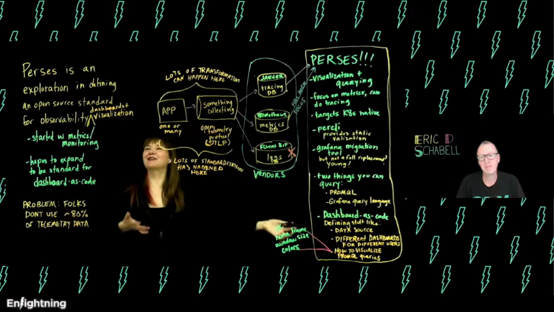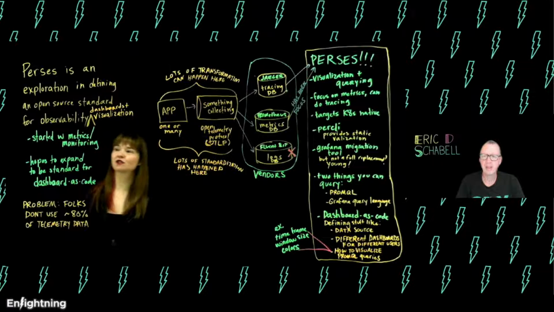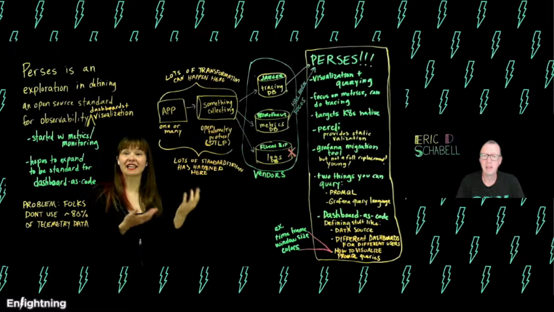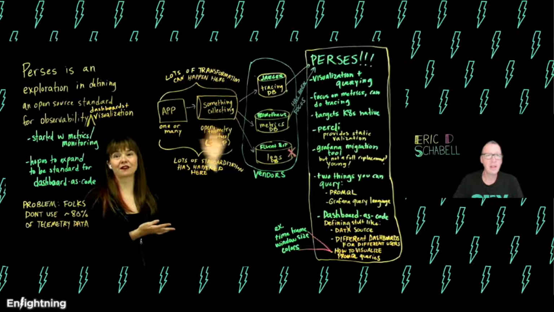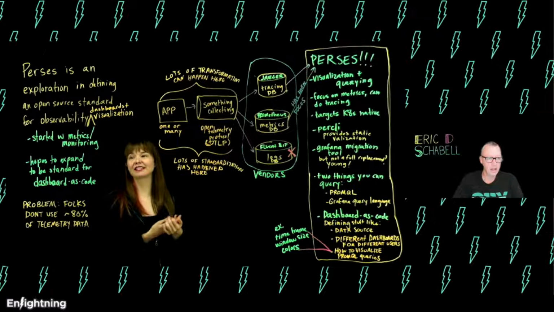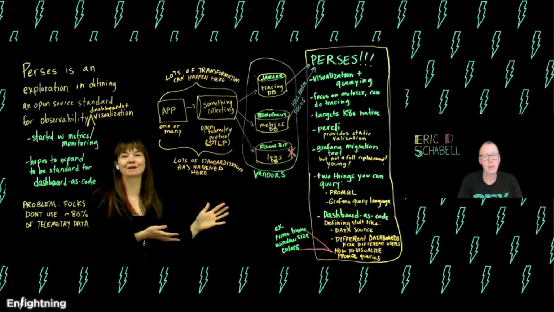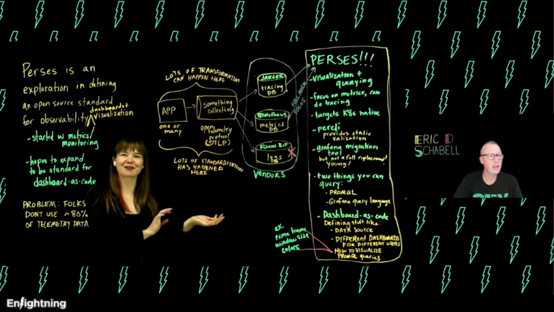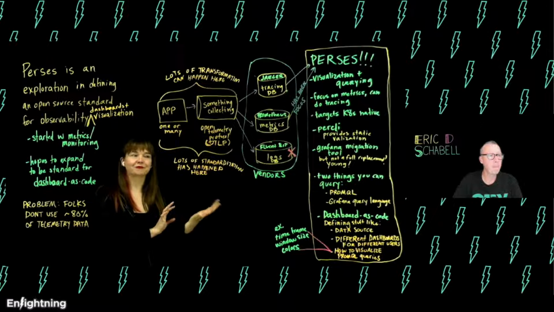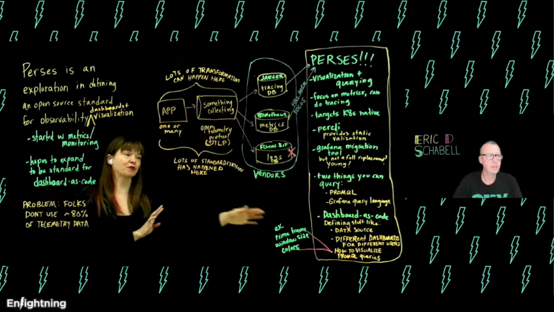Perses is an exploration in defining an open source standard for observability dashboards and visualization, which is great. So it's a young project, and you've started with metrics. So metrics is where you shine right now, but you're starting to add traces, and eventually logs is on your radar, or really any telemetry signal, because they are evolving. The signals are evolving, and so it's the Perses project. And the goal is to be a standard for dashboard as code.